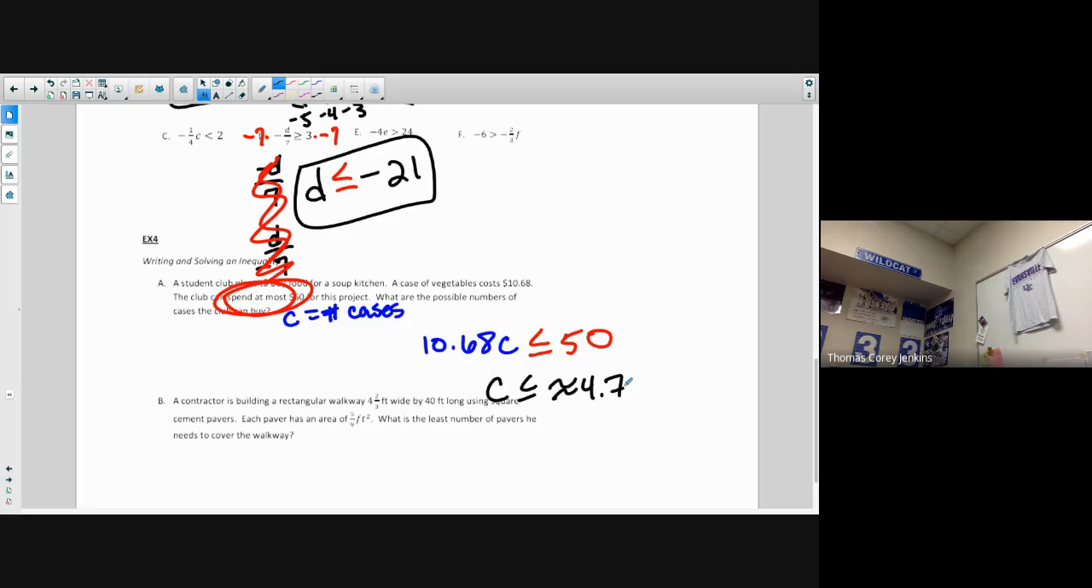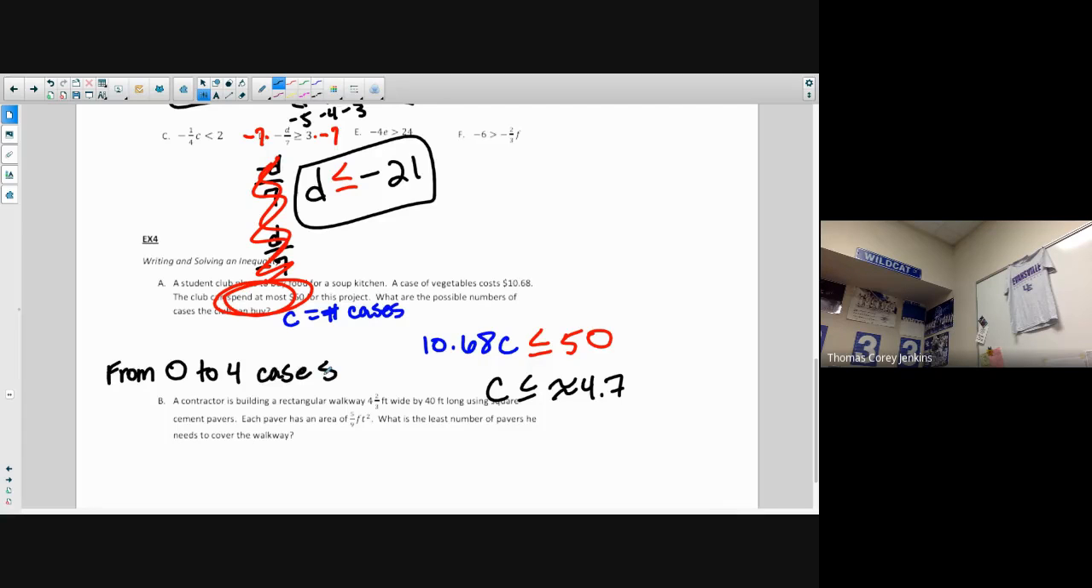But we have to think about that, right? So do we just round that to 5? We know we can't buy part of a case, right? So now the question becomes, it's closer to 5, so could I buy 5? Well, the answer to that would be no, because 10.68 times 5 would be more than 50. So in this case, we have to go to the whole number that's underneath it. I could buy 4 cases, but I can't buy 5. And then you also can't buy less than 0. So the formal answer here would be we could buy anywhere from 0 to 4 cases.